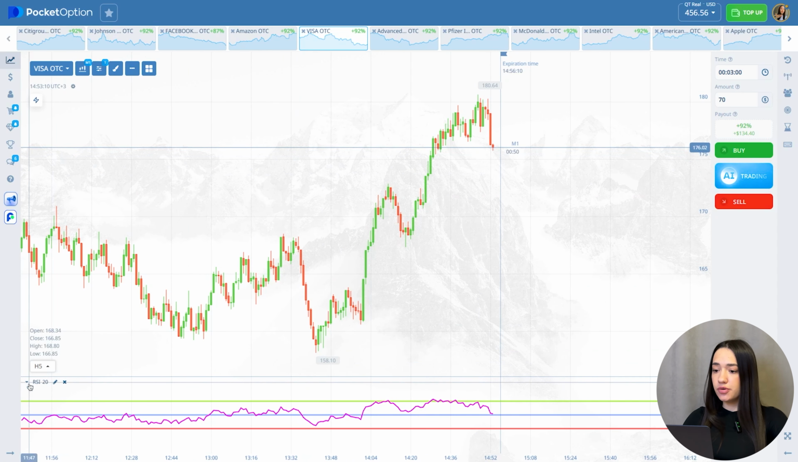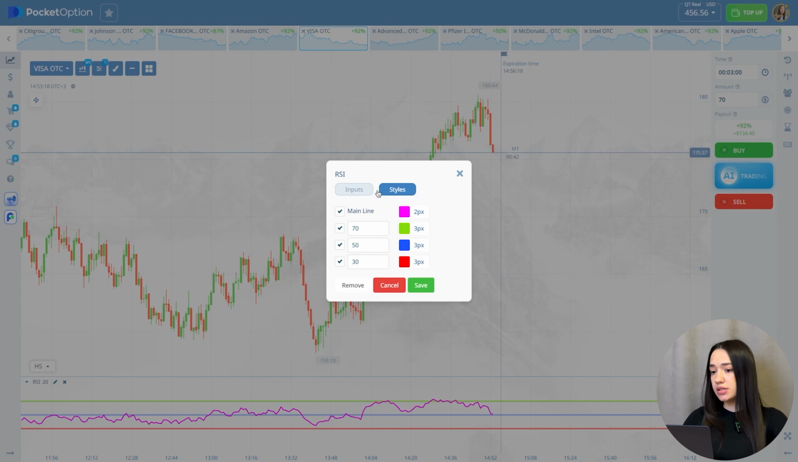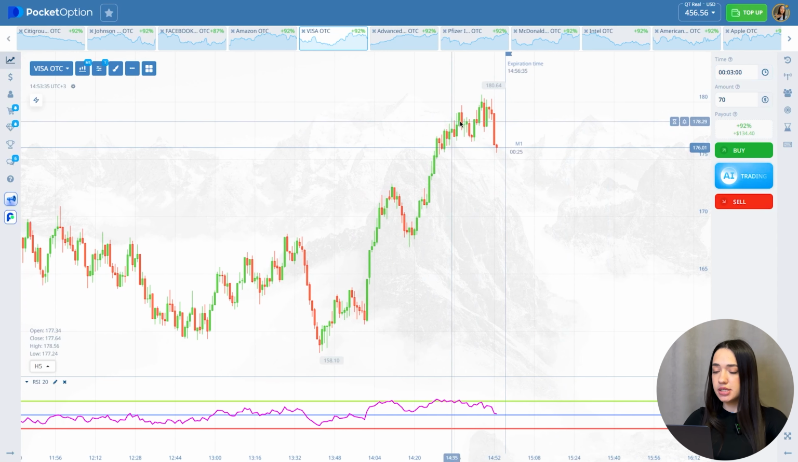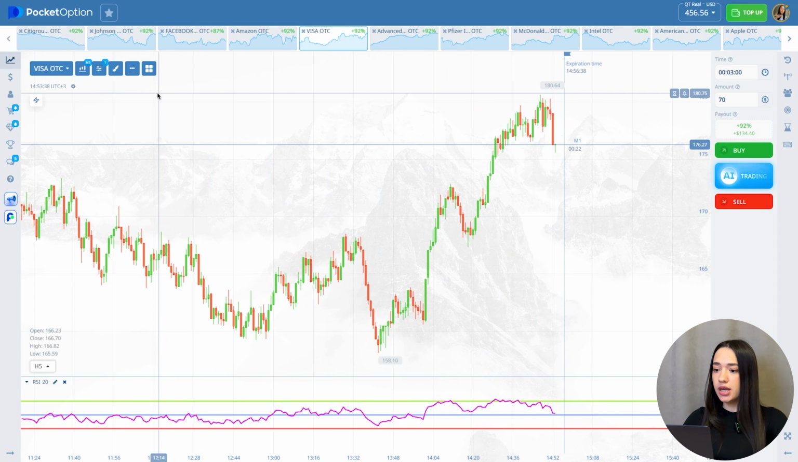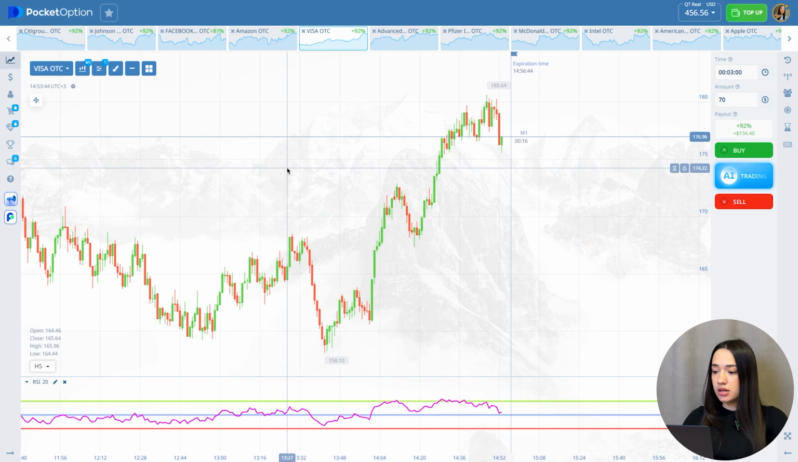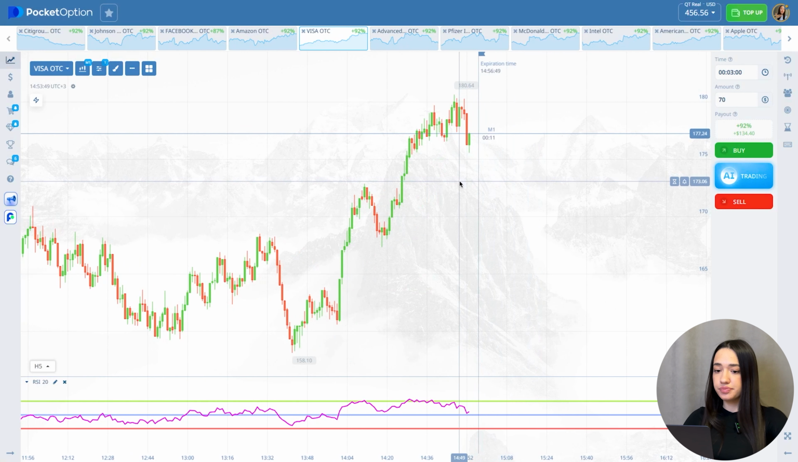I also already added RSI as an example, and I'll be using a period of 20 here. These are the settings. In the style section, the overbought area is set at 70, the mid-level at 50, and the oversold area at 30. We're going to open trades with a 3-minute expiration time. And when using this expiration time, we analyze the chart on the 1-minute time frame. Overall, RSI with a period of 20 works perfectly for this type of trading.